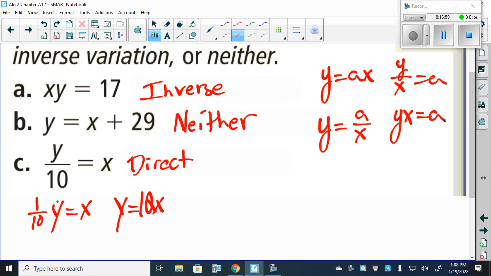In any of these here, inverse, both variables on the same side are being divided, equals a number. But in none of these here do we have the variables on different sides and a number in the denominator. Does that make sense? Any other questions on these here?